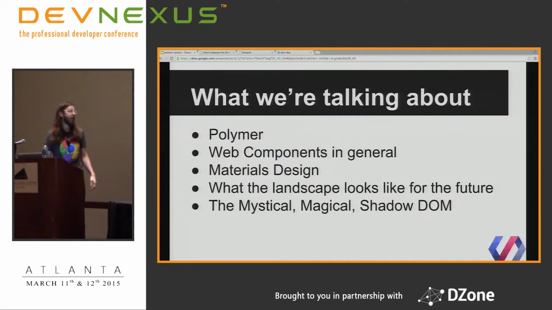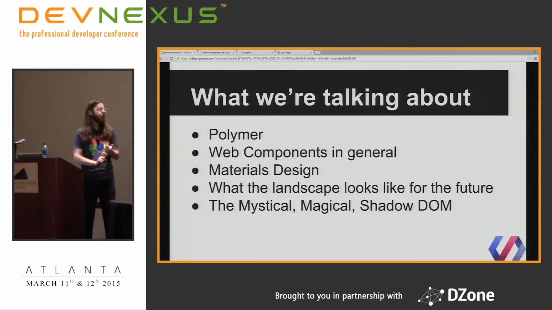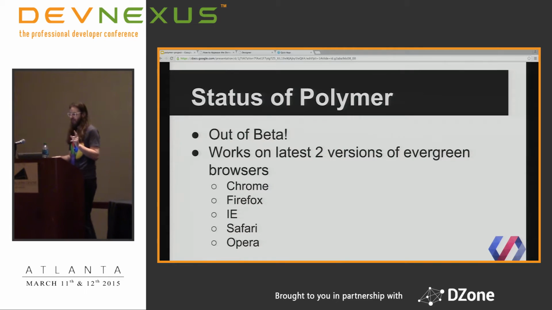So what we're going to talk about today, we're going to be talking about Polymer mostly. We're going to be spending some time talking about web components in general. I'll touch briefly on the end about materials design, which is part of the new design paradigm that goes along with this new vision. Kind of what the landscape is going to look like in the next few years, what people are trying to come up with. And I'm going to make sure that you get at least a high-level understanding of what the shadow DOM is.